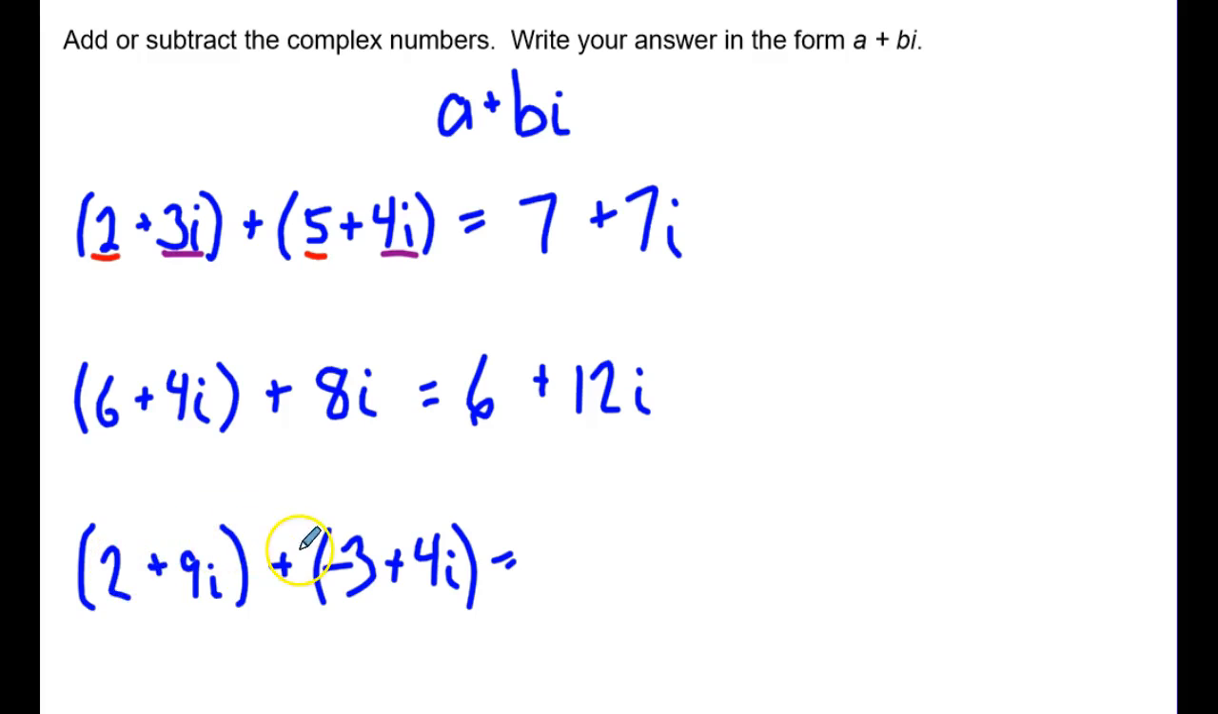We're taking 2 plus -3, which is going to be -1. 9i plus 4i is going to be 13i. The value of a is -1. The value of b is 13. That's how to add or subtract complex numbers.